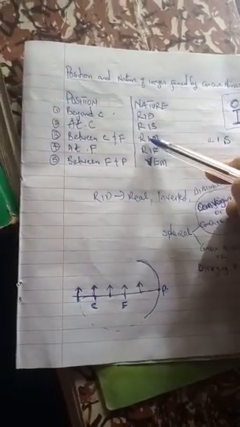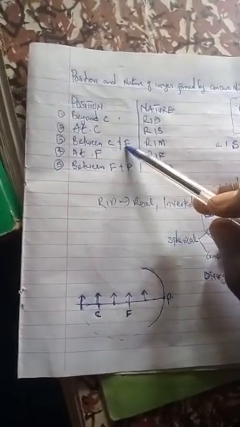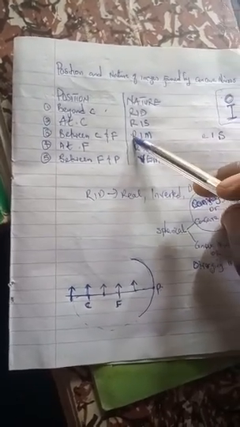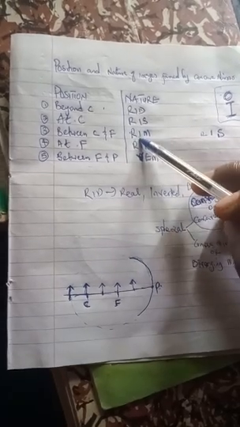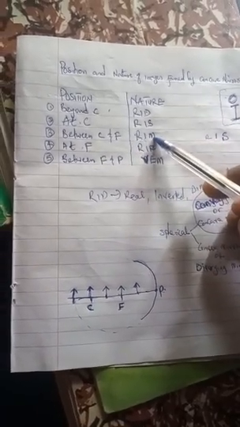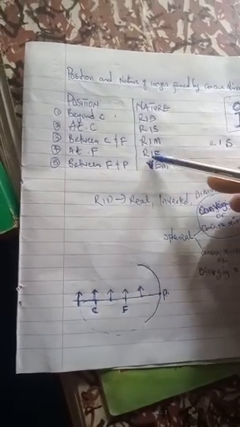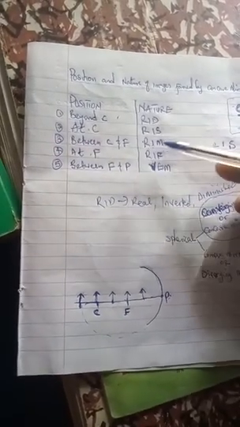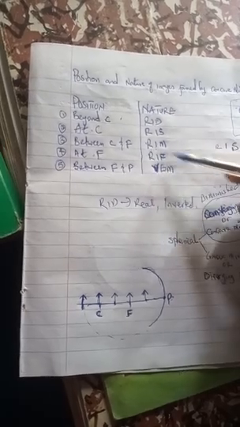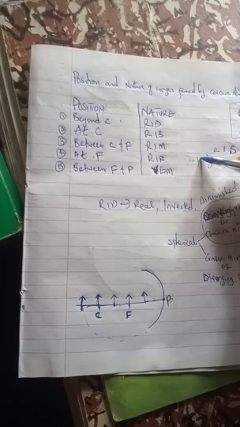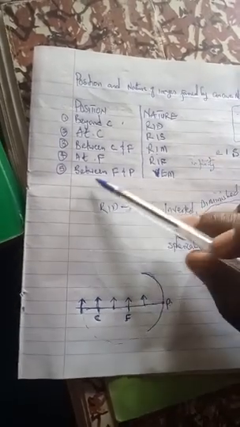When you position it between C and F, what type of image will be formed? Real, inverted, and magnified. M is magnified. At F, the image will be real, inverted, and at infinity. The image will also be magnified.